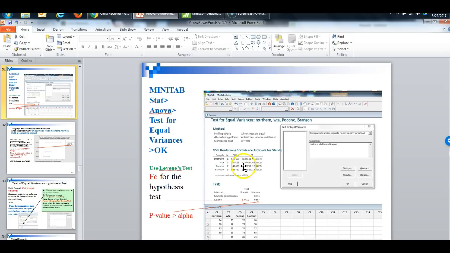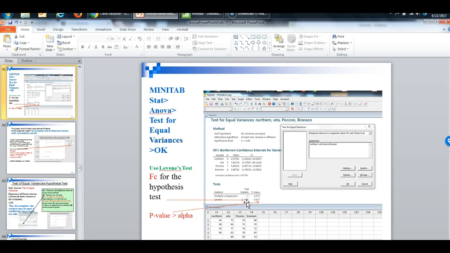The output that we're going to get is the test for equal variances among these groups, right? The method, null hypothesis: all variances are equal. Alternative: at least one variance is different. We're going to use an alpha of 0.05. So here what we have are the results of the test. These are the test statistics that we're going to use in a new hypothesis test. Our new hypothesis test, similar to our ANOVA, will have an H naught, an HA, an F computed, an F table, and a statistical conclusion.